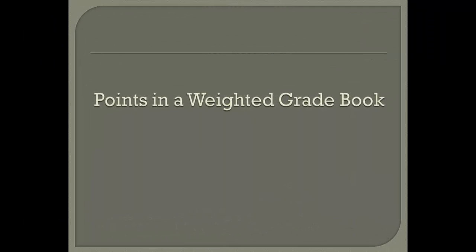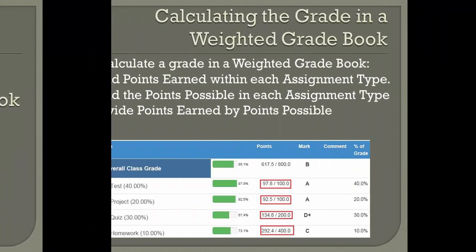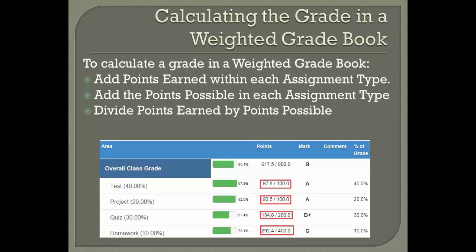Now we can look at points in a weighted gradebook. To calculate a grade in a weighted gradebook, add the points earned within each assignment type. Then add the points possible in each assignment type. Divide the points earned by the points possible. In this example, the student earned 130 points in the quiz category out of a total of 200 points. By dividing 134 by 200, you get 67.4. Repeat this process for each assignment type.